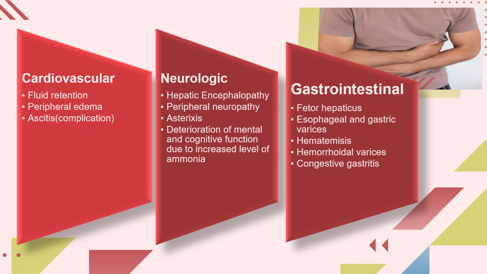Okay, we go to the cardiovascular. Under cardiovascular, we have fluid retention, peripheral edema, ascites. Neurological: hepatic encephalopathy. That is because of accumulation of ammonia, increased level of ammonia. Now, what happens when your ammonia starts accumulating? Generally, what is the function of the liver? It converts ammonia to urea, and it gets excreted. But in liver cirrhosis, the liver cannot do that function.